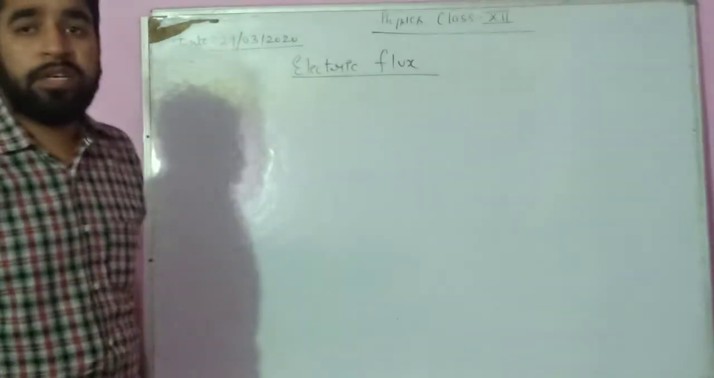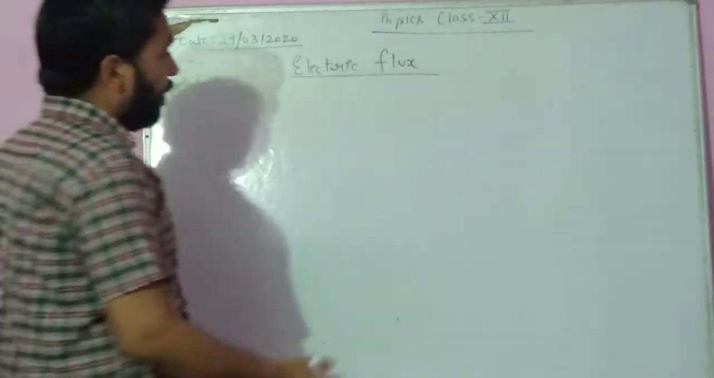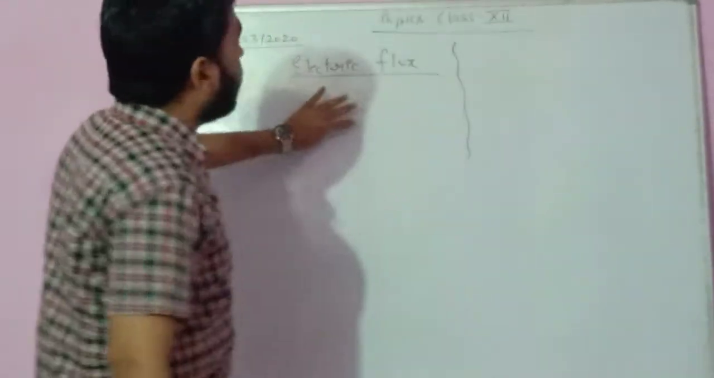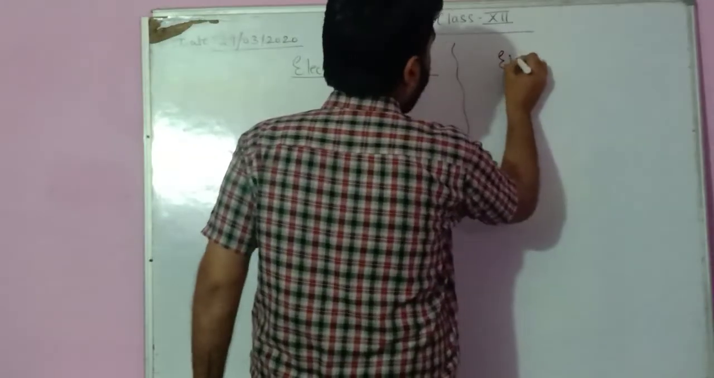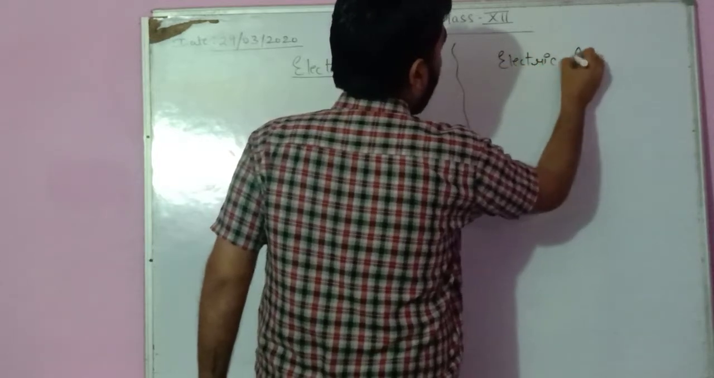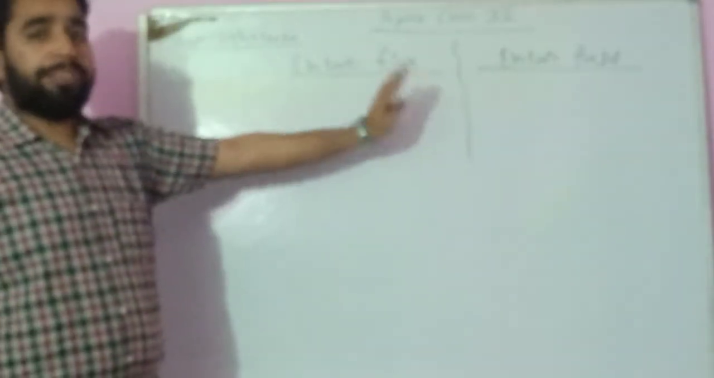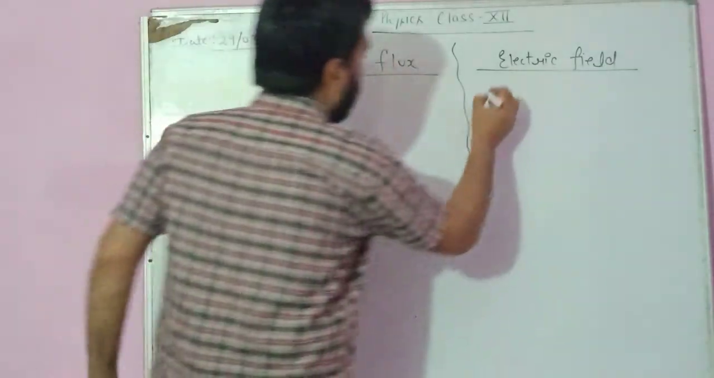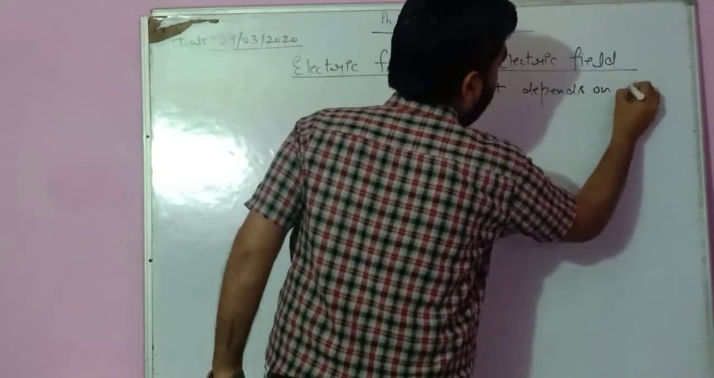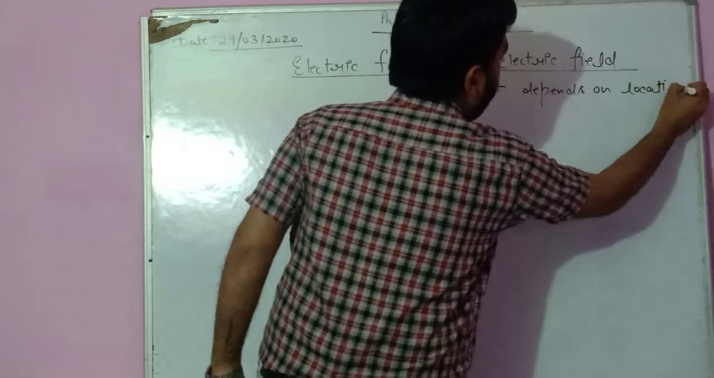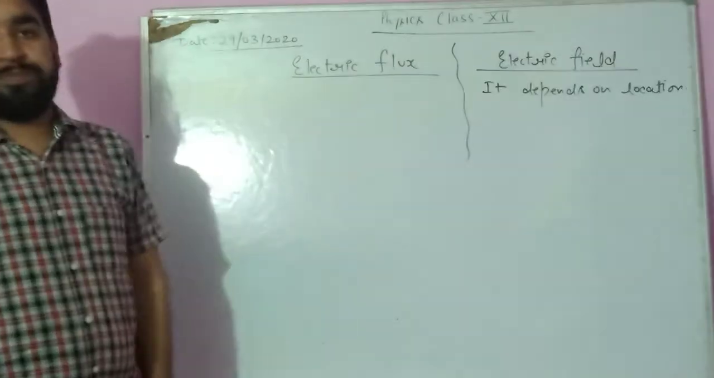We have already discussed electric field in our classes. And what is electric field? For knowing about electric flux, it is very important for us to know about electric field. Electric field is actually the property of a location. Whenever we define electric field, it depends on location, or we can also say that electric field is the characteristic of a location.